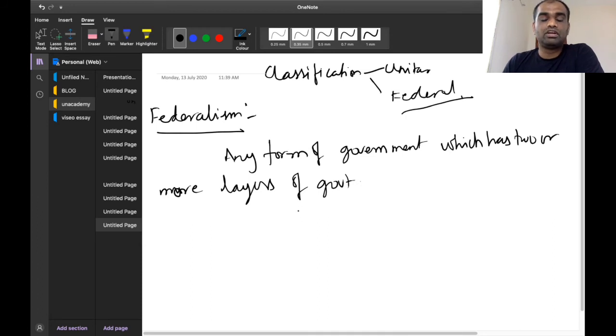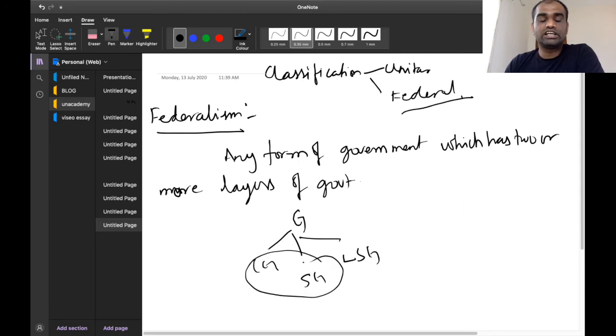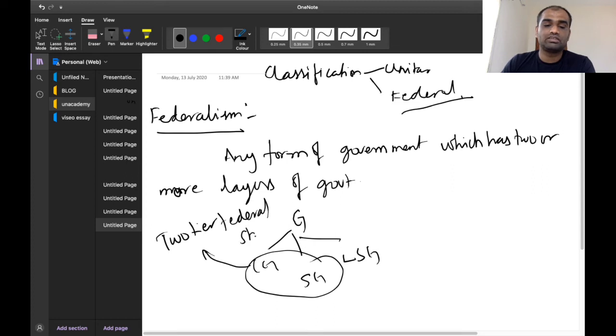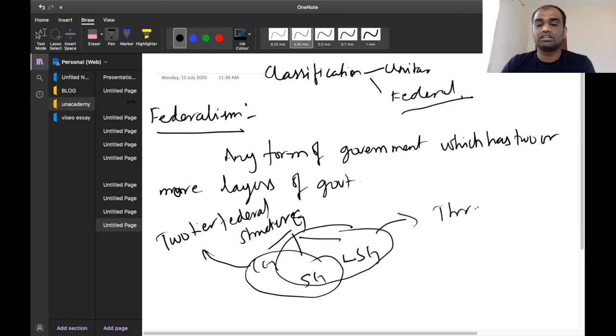For example, in a federal government there will be a central government, there will be a state government, and there can also be local self-government. Now if there is only a central government as well as a state government, this constitution will be called a two-tier federal structure. If there are three federal units, it will be called a three-tier federal structure. So that's the definition of federalism.